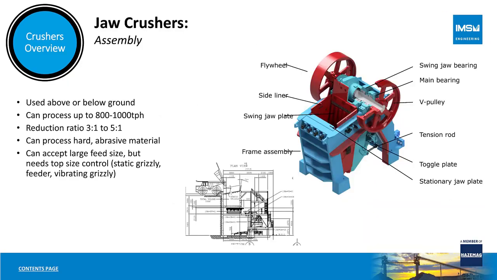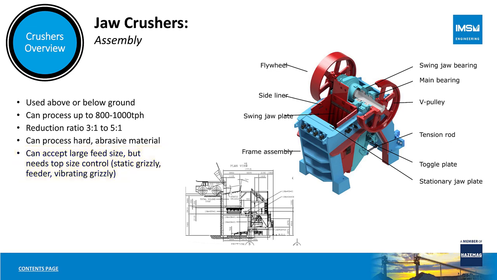Jaw crushers are also selected to process hard and abrasive run-of-mine material, and are generally installed above or below ground for applications up to 1,000 tons an hour. The reduction ratio is also between 3:1 and 5:1. And although they can accept large feed size, it is generally best practice to control the top size by some sort of static grizzly.